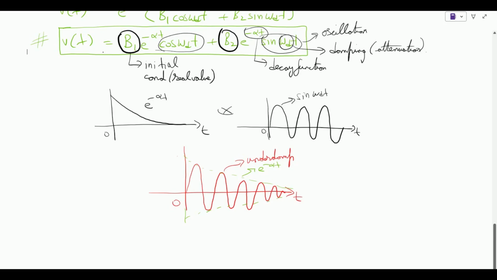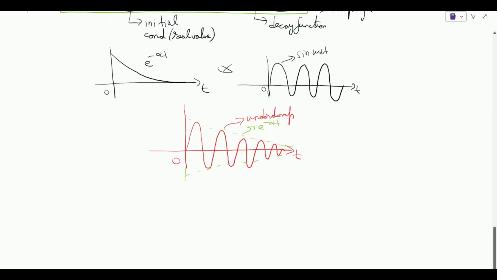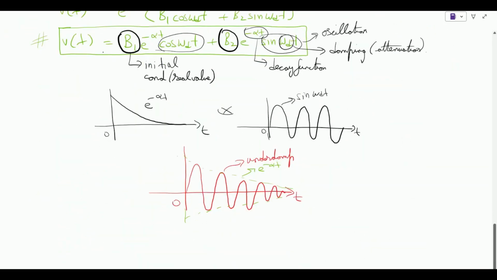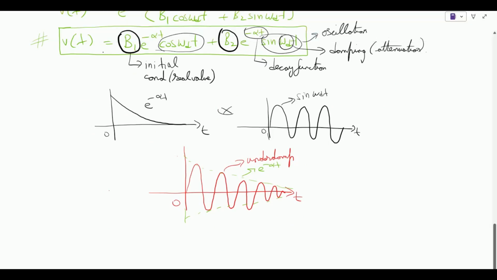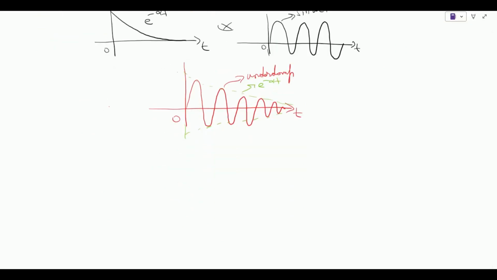It will remain the same as we saw with the previous overdamped condition. So for finding b1 and b2, we utilize the same equation. So if we have the equation of the voltage as v(t) is equal to b1 e raised to power minus alpha t cos of omega d t plus b2 e raised to power minus alpha t sine of omega d t.